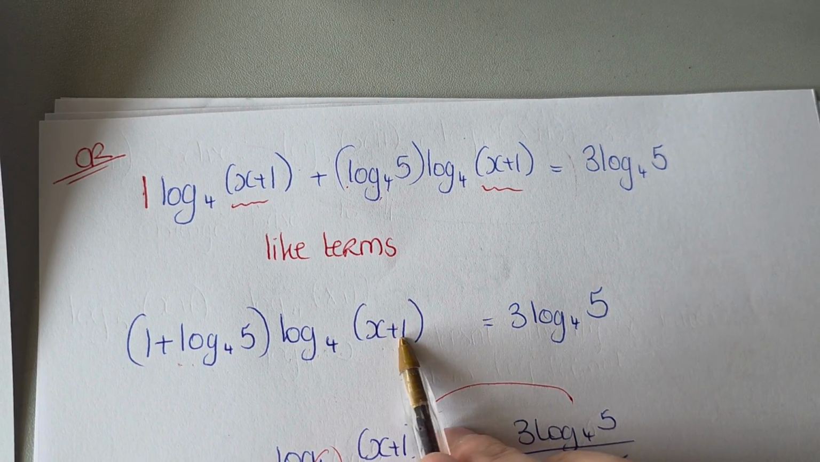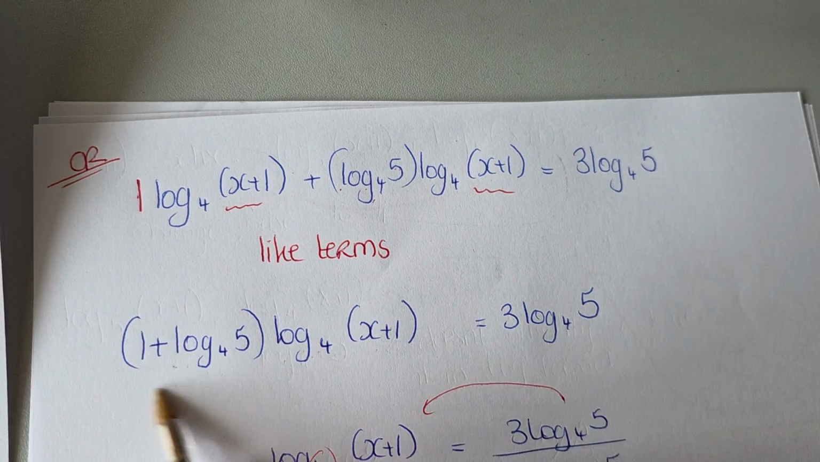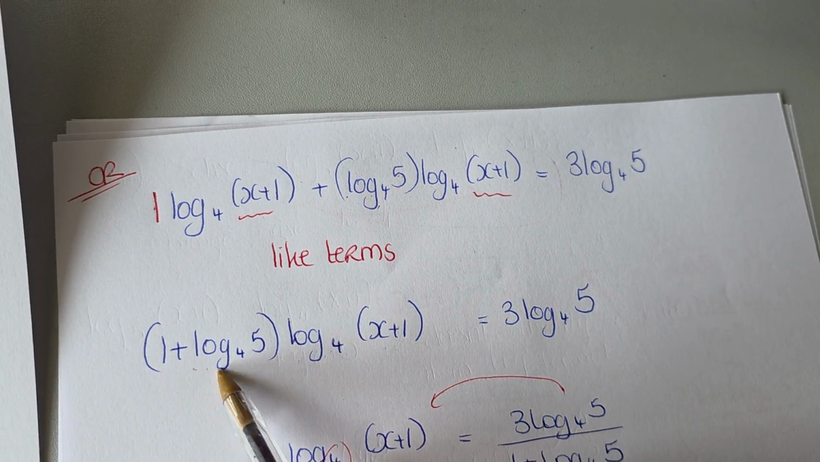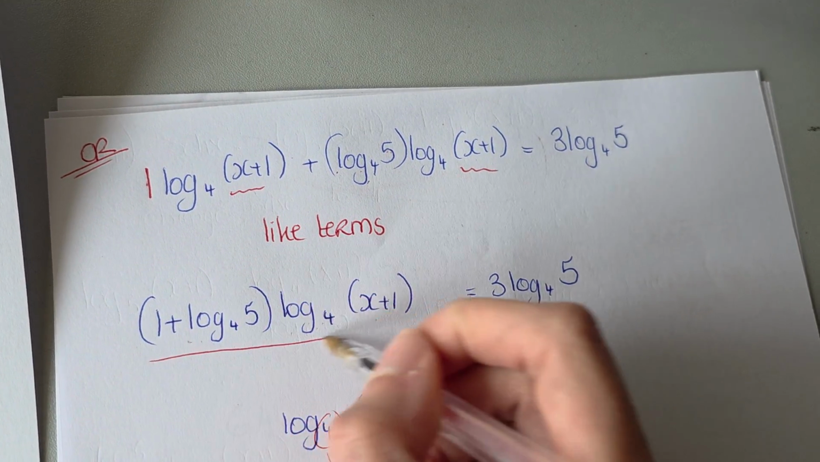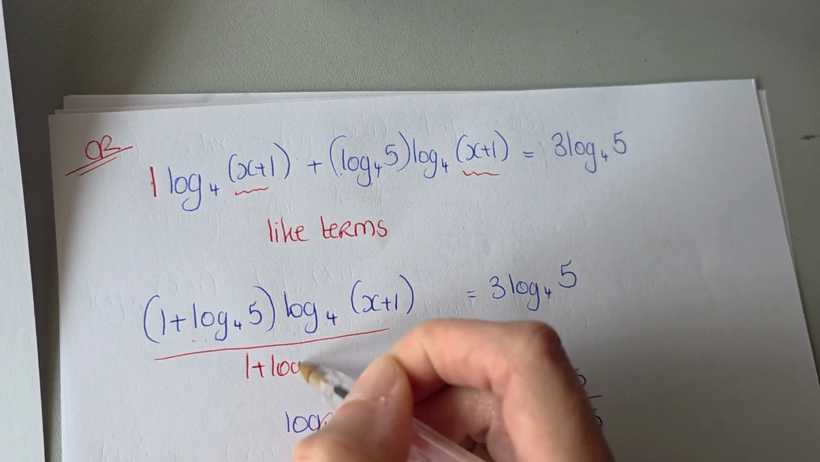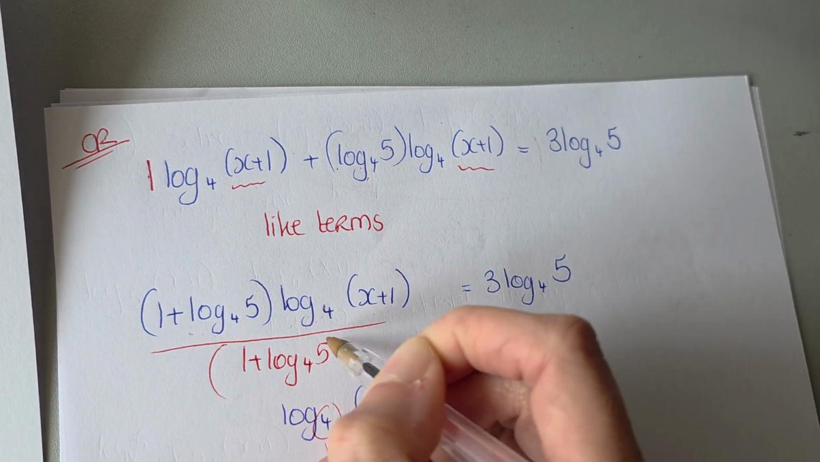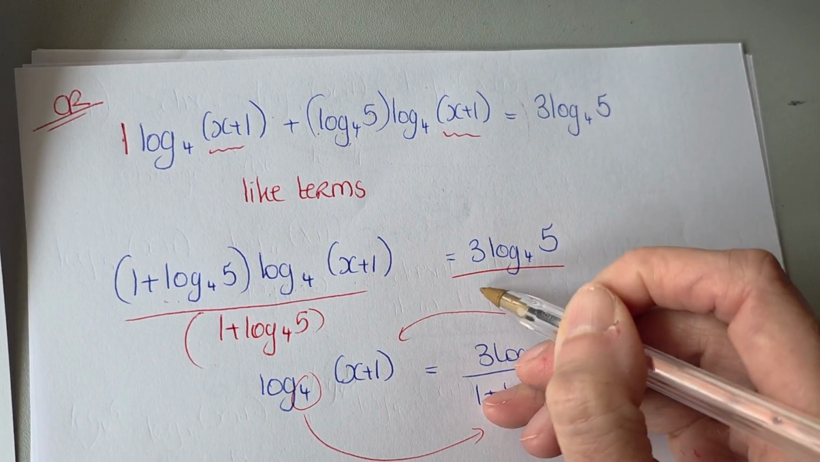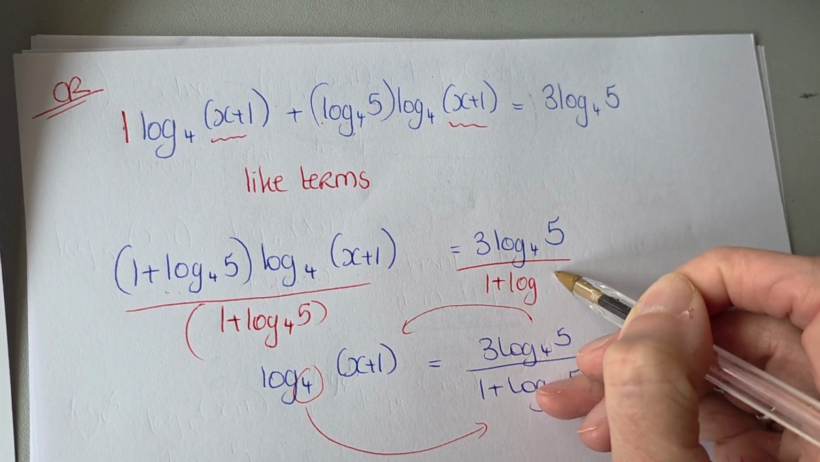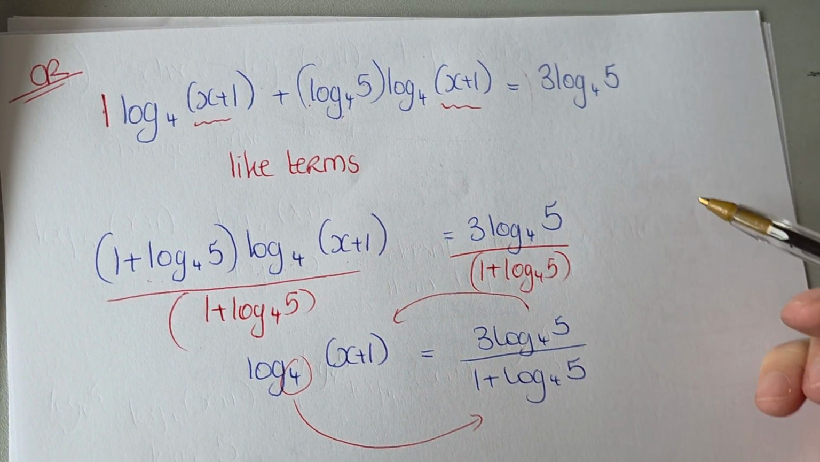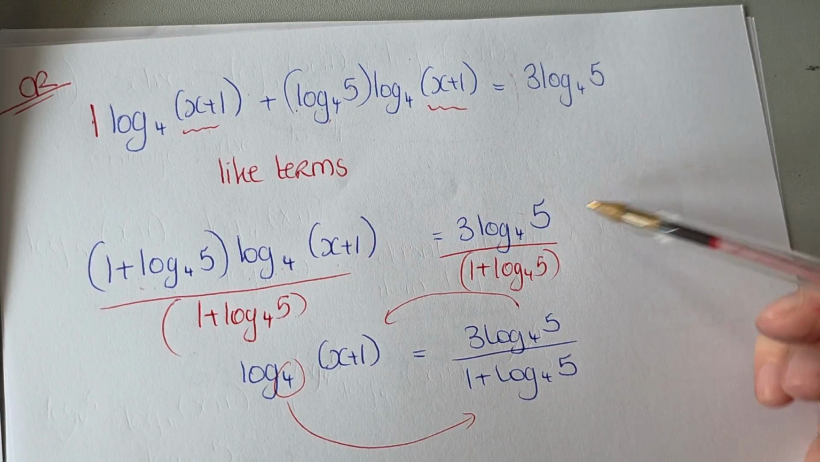X is attached onto the log, so I need to get rid of what's in front of the log. It's being multiplied, so I just divide, and what you do to one side, you do to the other side. So I'm going to divide across by 1 plus log 5 base 4, and if I do that to that side, I have to do it to the other to keep the equation balanced. Okay, so that's all I've done here, divided both sides.